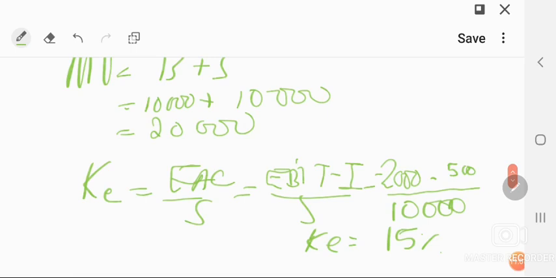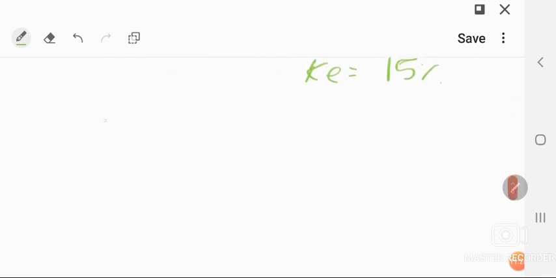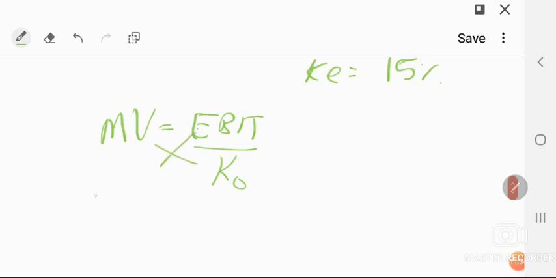You've noticed that KE hasn't remained constant after you make changes to your capital structure. You've increased the debt, you've reduced equity, and KE has changed. The market value remains the same. That's what this approach is all about. Have we proved the cost of capital yet? No, we haven't. Remember the formula we were using initially for market value calculation, over KO, which is the cost of capital. We can use this one and solve for cost of capital: EBIT over MV. We can do the needful.